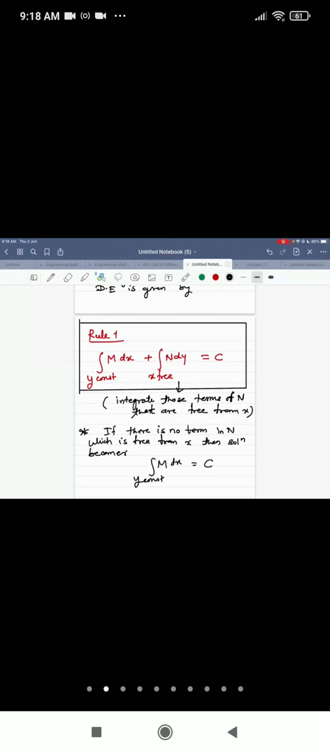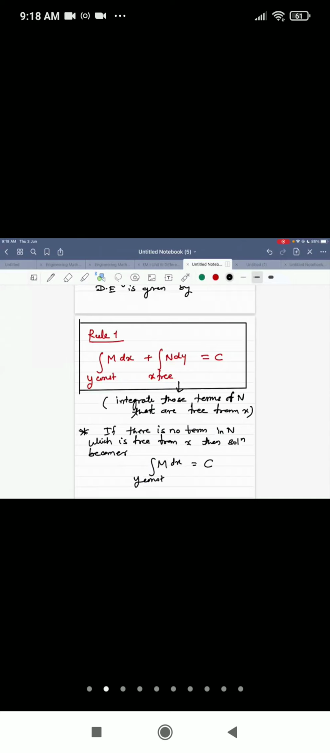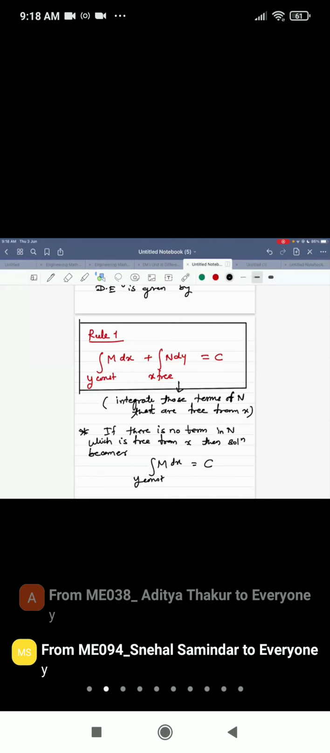If the question is of exact form, or if it is reducible to exact form, then also at the end I'm going to use the same formula. So write it in your notebook, and once you're done, just reply Y in the chat box. This formula everybody should know. Okay. Right. Now I'll move ahead.